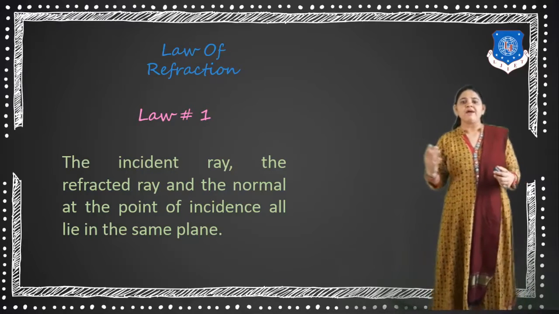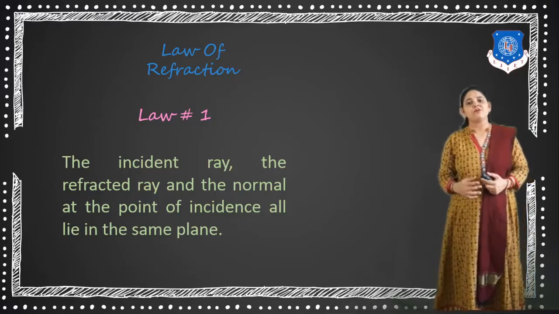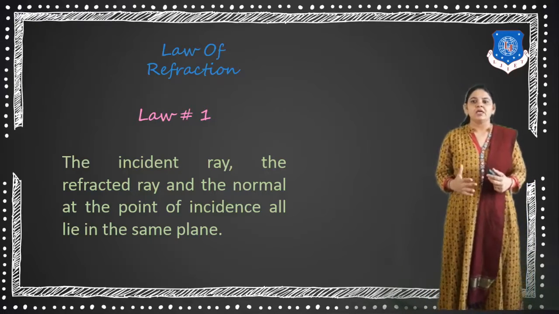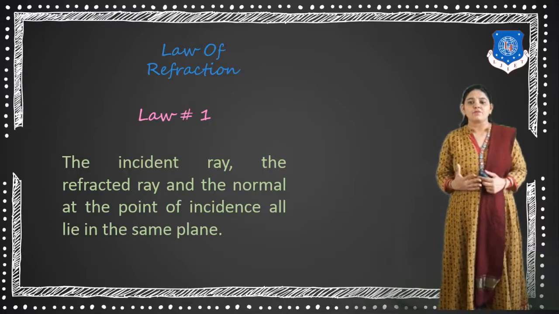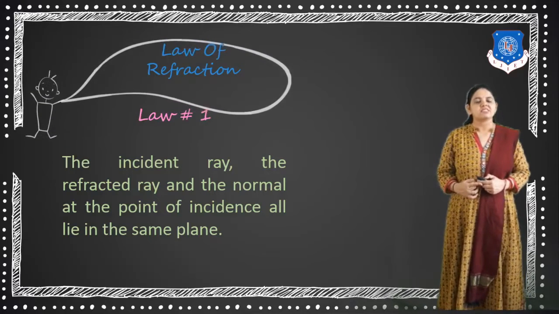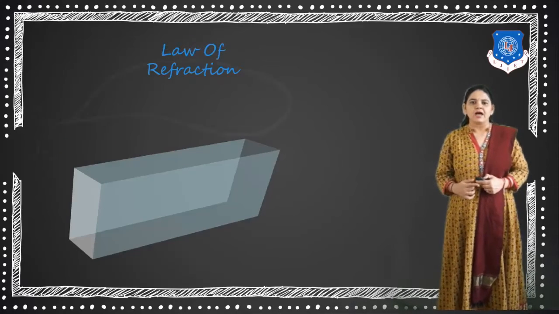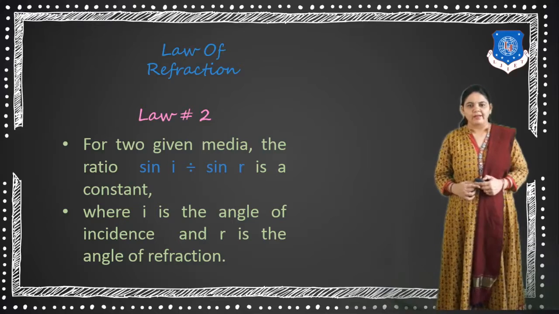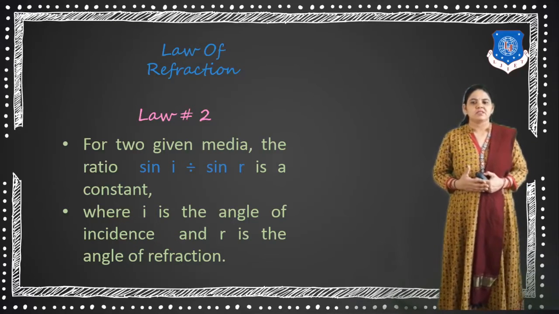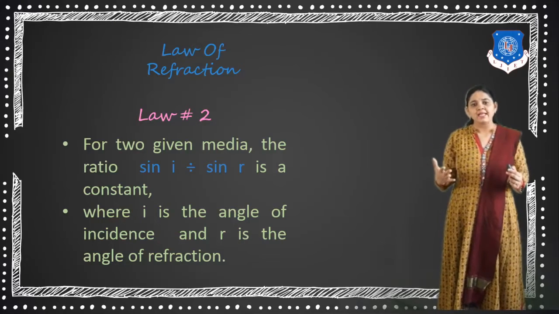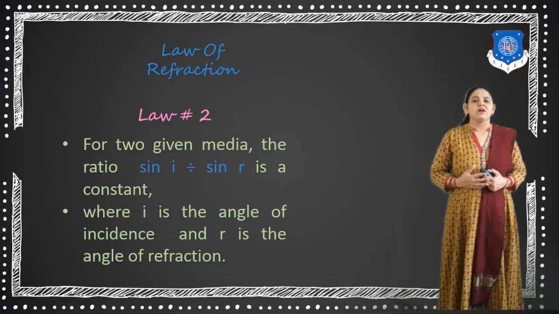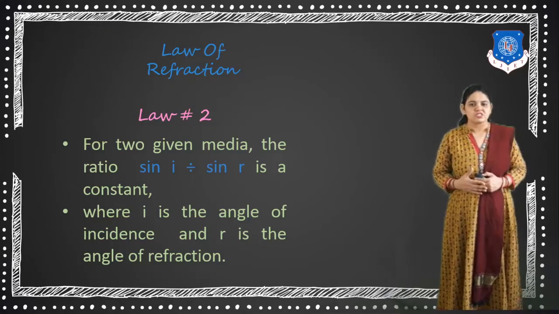Now here we have the laws of refraction. Law number one: the incident ray, the refracted ray and the normal at the point of incidence all lie in the same plane. Law number two: for the two given media, the ratio sine I upon sine R is constant, where I is the angle of incidence and R is the angle of refraction.